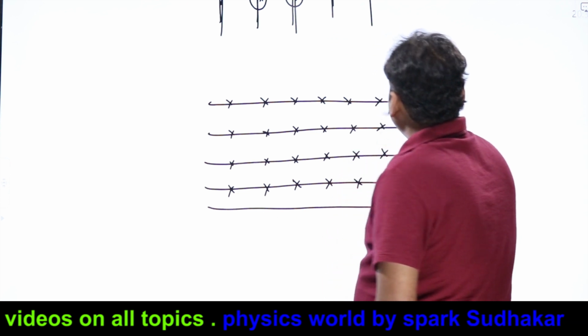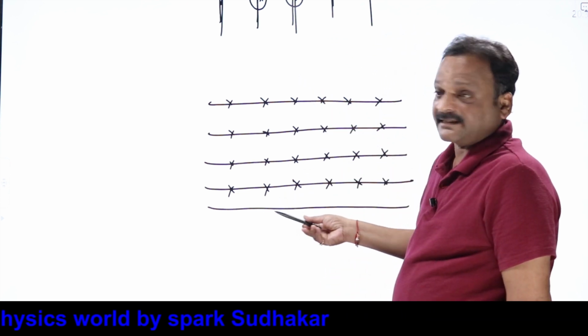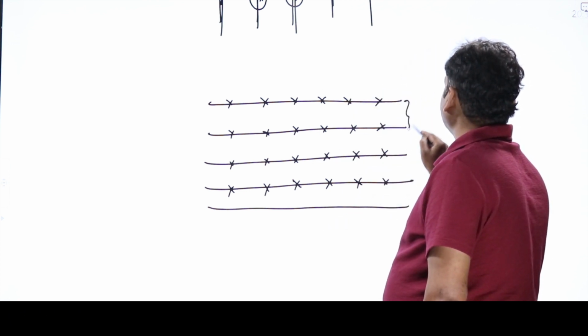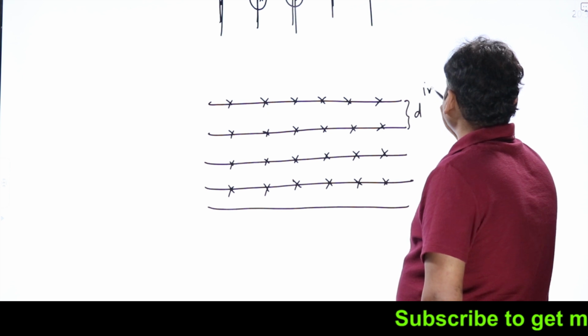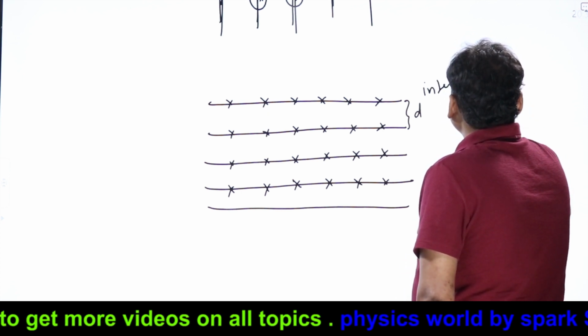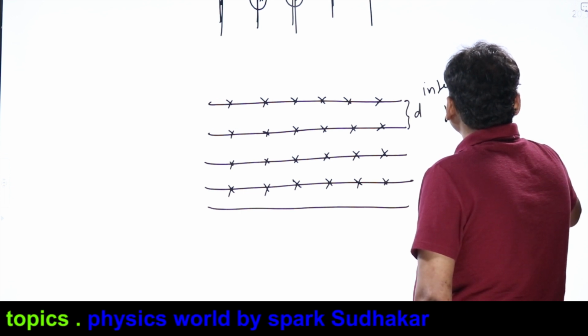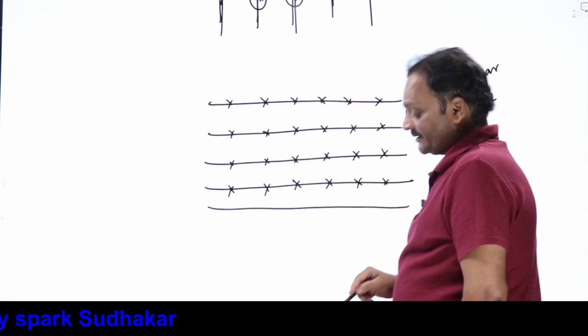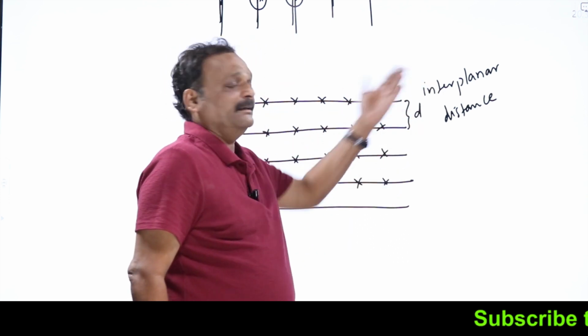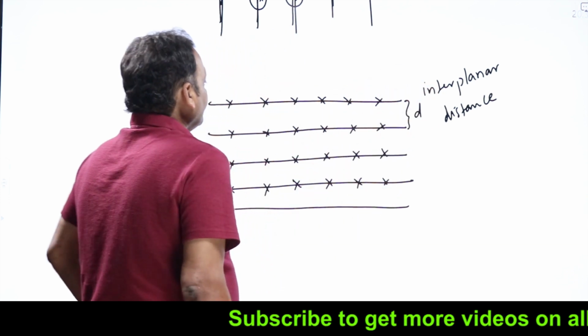Because it is a regular periodic structure, the distance between these two planes is called the interplanar distance. So the distance between any two parallel planes will be the same, d only. Now what do I do?